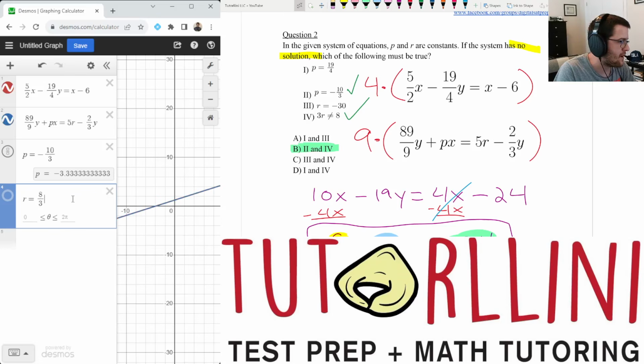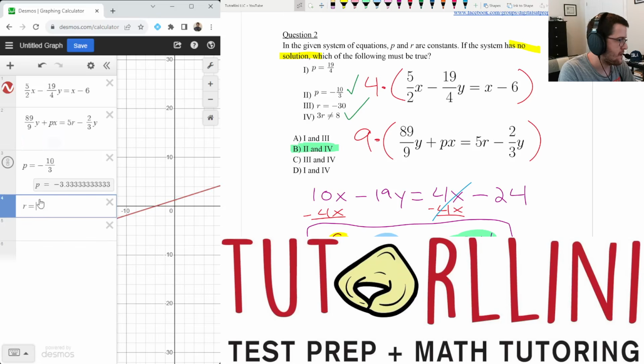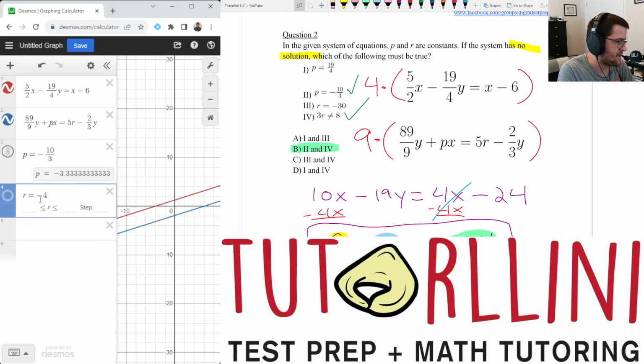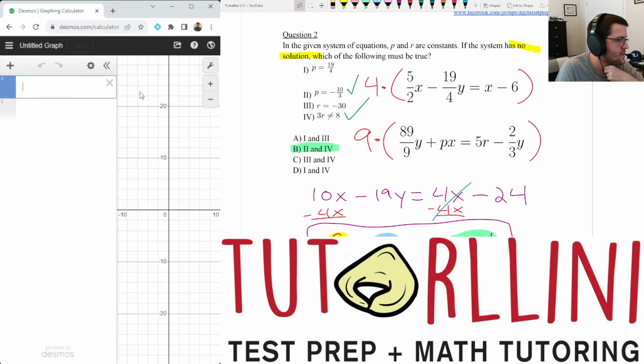But if r is anything else, like if I did like -4 or something, or -10 or 25, it would give me no solution. So as long as r is not equal to 8/3 and p is equal to -10/3, we will get a system with no solution. Looks good. I think we did a good job. Great. Let's come back over here.